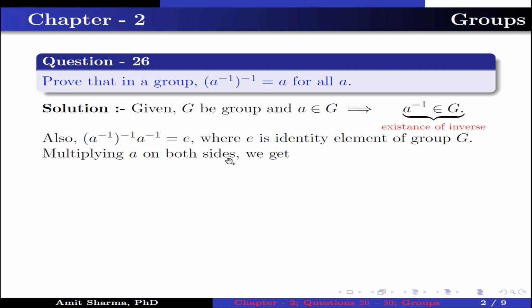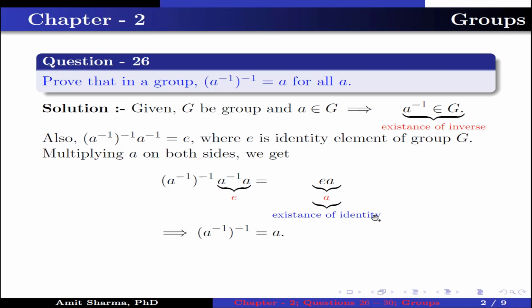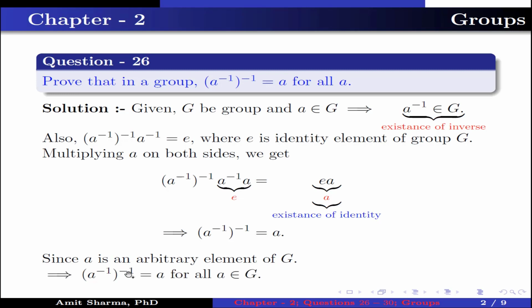Now, multiplying A on both sides, we get A inverse into A, which is equal to E into A. Here, A inverse into A is equal to E. This is the inverse property. And E into A is equal to A. This is known as existence of identity. This implies A inverse is equal to A. Since A is an arbitrary element of G, this implies A inverse is equal to A for all A belongs to G.